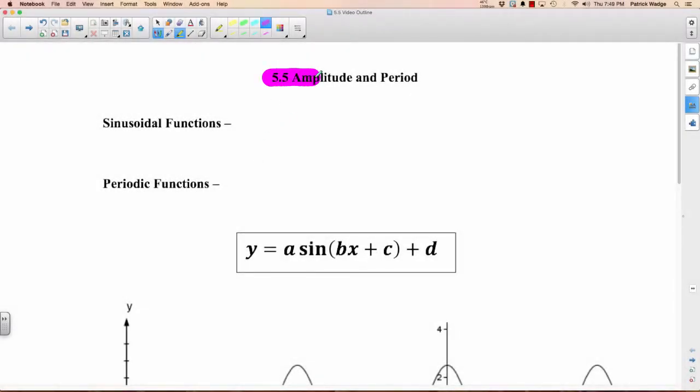5.5, we're going to talk about amplitude and period. So first of all, a couple definitions. Let's start with the second one actually. I should have written that first.